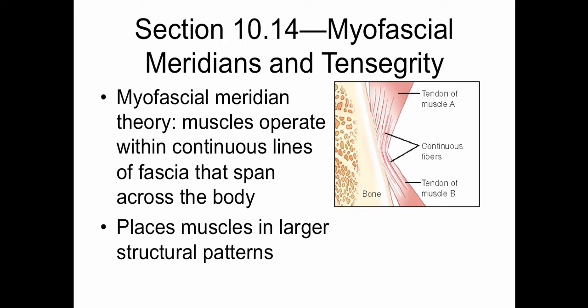Myofascial meridians and tensegrity. Under the myofascial meridian theory, muscles operate within continuous lines of fascia that span across the body. This places muscles in a larger structural pattern. When a muscle's tendon attaches onto a bone, although most of its fibers usually do attach onto the bone itself, some of its fibers are continuous with the fascial fibers of an adjacent muscle's tendon.